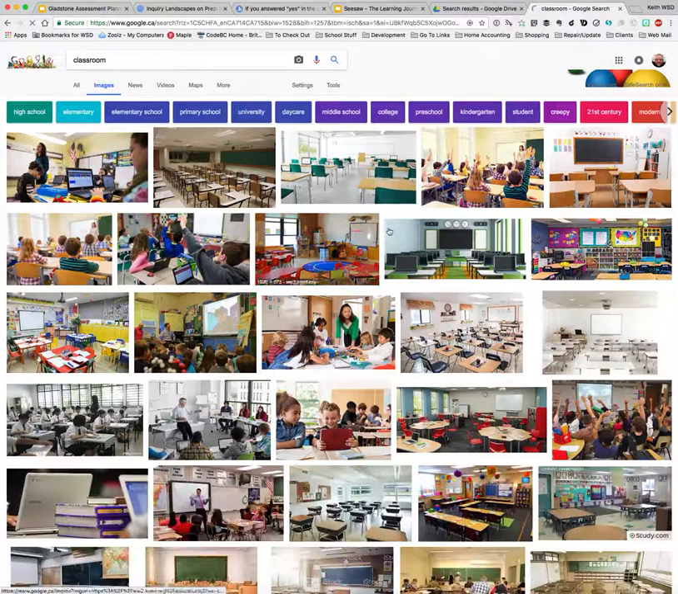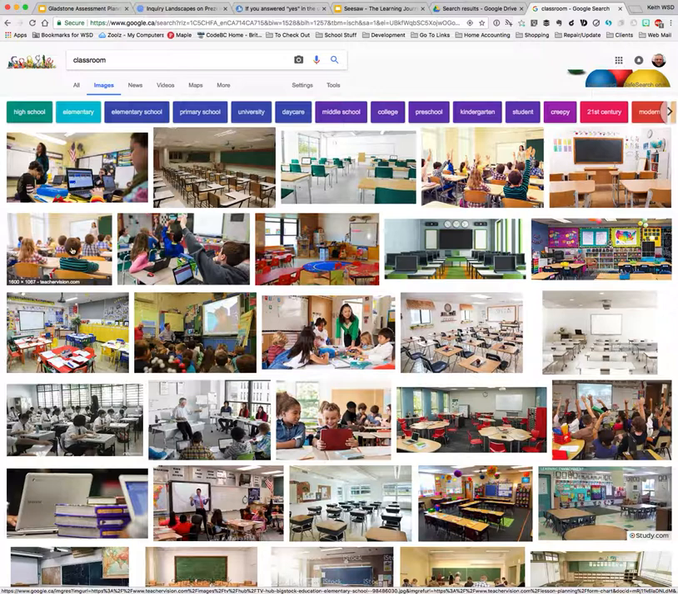Here are the classrooms that come back when we look for classrooms. We've got kids sitting in rows, hands up, teacher at the front, chalkboard, smart board, rows again, center class, a smart board at the front of the room. Oh, here's some groupings. That's not bad. Some groupings here. Not bad. Again, back to rows.